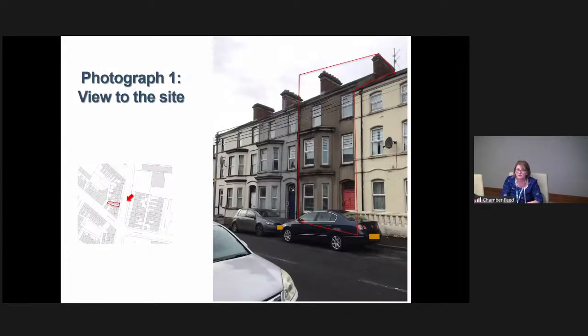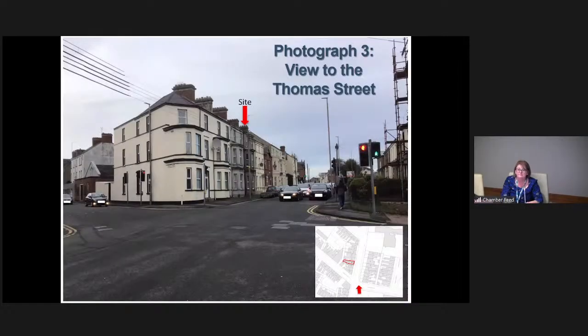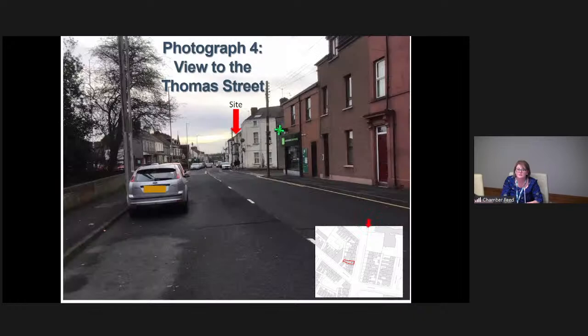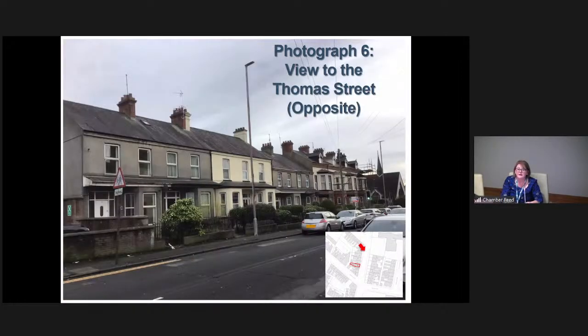So next slide then is the proposed elevations and plans. Next slide then shows a view to the site. It's a 3-story property. Next slide, please. This is then a rear view of the site. Next slide, please. This is the view to the site then on Thomas Street, just looking towards the town centre. Next slide, please. This is the view actually coming from the town centre then down towards the site. Next slide, please. This is a view, again, looking towards the town centre, but it's immediately in front of the building. Next slide, please. A view opposite of the properties.